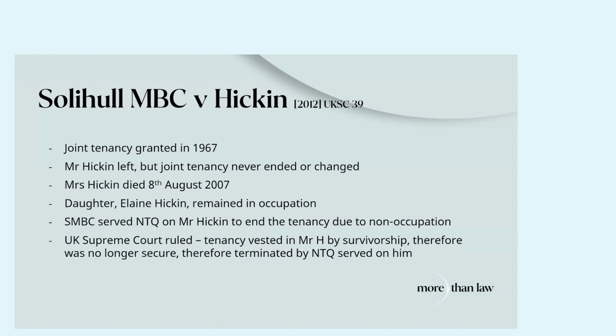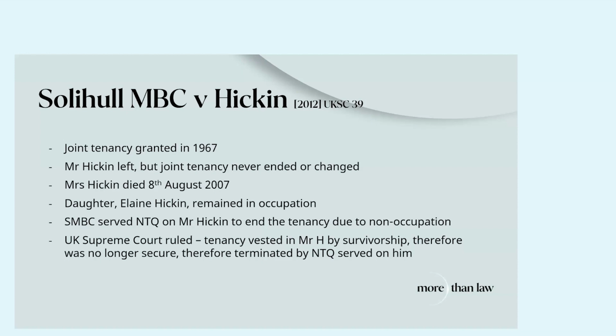And this concerned a local authority tenancy, which was originally granted in 1967 in joint names to Mr. and Mrs. Hickin. Now, the relationship broke down, Mr. Hickin left, but the joint tenancy was never ended. It was never updated or changed. What then happened was that Mrs. Hickin sadly died in August 2007, and her daughter, Elaine Hickin, had remained in occupation. She was still living there. And she claimed the right to succeed to the tenancy. She said, well, I'm a family member. I've been living here for over 12 months, so I'm entitled to succeed to this tenancy.